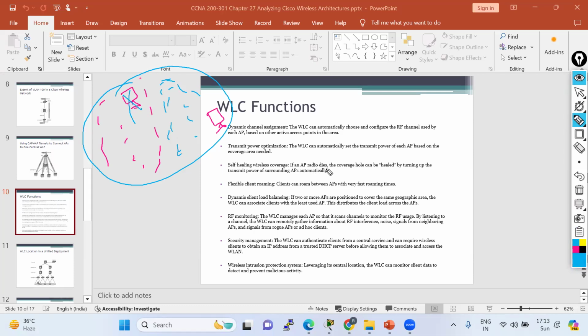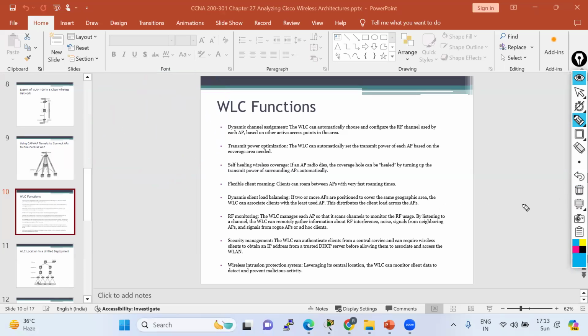So automatically WLC will understand and it is going to increase the power of this AP so that this area is also going to be covered, and the user who is sitting in this area is also going to get high quality signals and access the internet or the intranet of the company, right? Clients can also roam, this also provides flexibility.